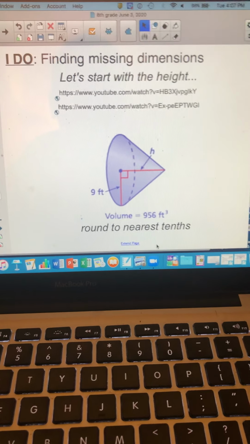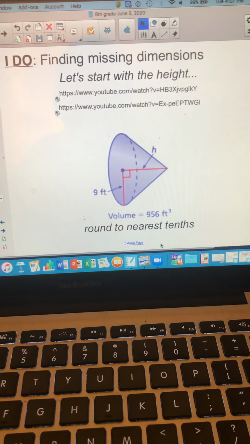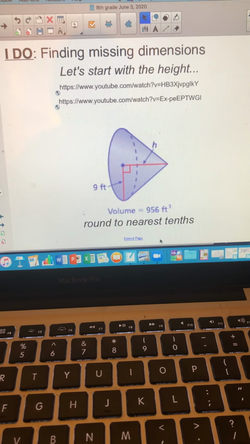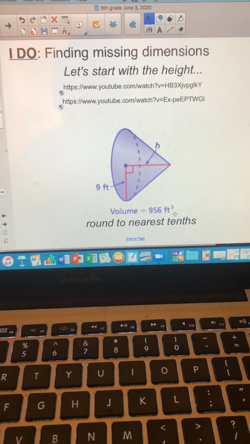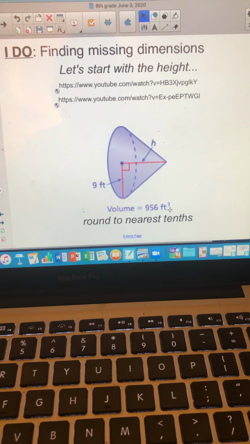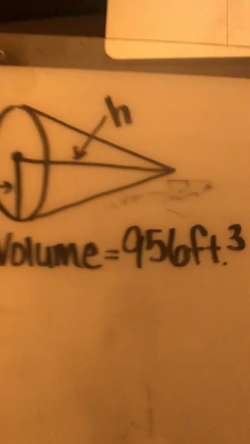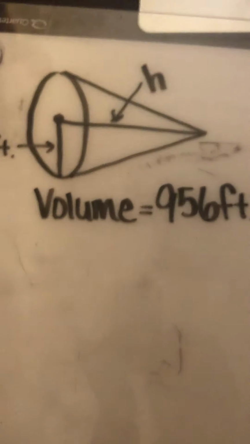All right, so we're going to be focusing on finding the height of a cone. We'll start with our volume being out of pi, and then we'll explore when volume is provided in terms of pi. Okay, so I drew the same picture on my board here.